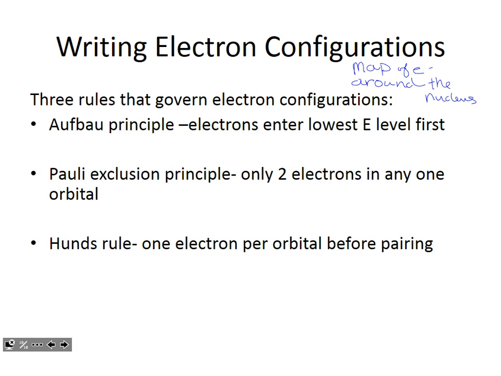And Hund's rule says that electrons are not going to pair themselves unless they have to change to another energy level. So in order to avoid going up in energy, the electrons will pair themselves, but if they don't have to, they won't. So we'll put one electron in an orbital before we pair up.